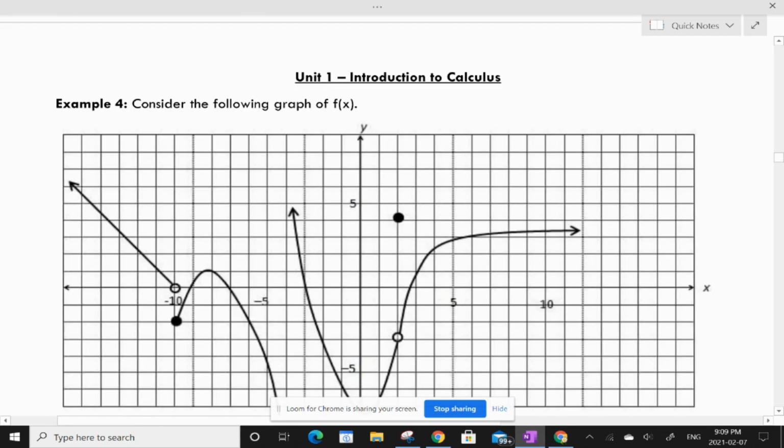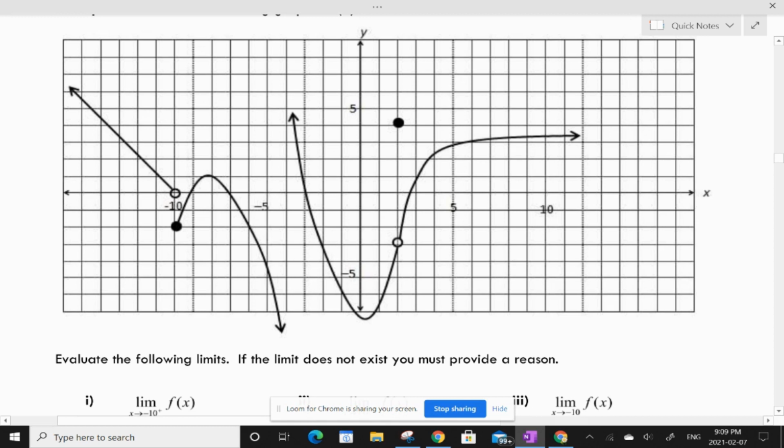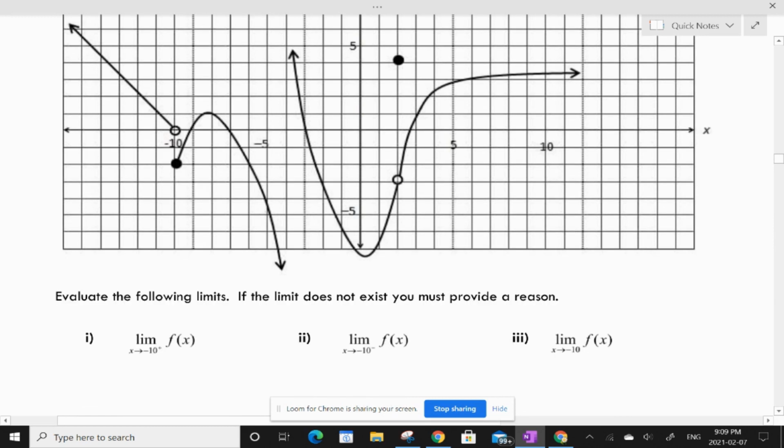On this page, it says, consider the following graph of f of x. So we've got this graph here. It's got a lot of different things going on, but we're going to be finding the limit at the specified x values. I'm just going to scroll down a little bit more. There we go. It says, evaluate the following limits. If the limit does not exist, you must provide a reason.